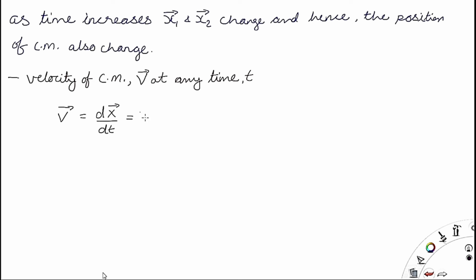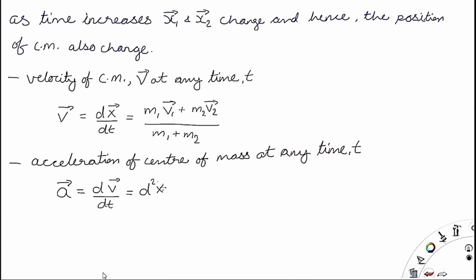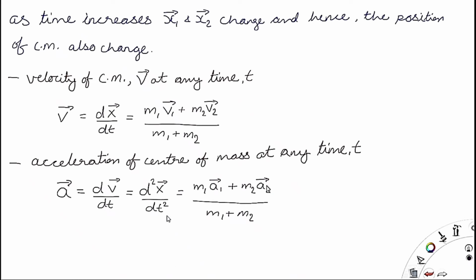Now the velocity of the center of the mass v at any time t is equal to the differentiation of the displacement with respect to time. So when you differentiate x with respect to time, you get this formula. And once again, acceleration is the rate of change of velocity. So double differentiation of the displacement with respect to time will give you this formula, and from this you can find the acceleration of the center of the mass.